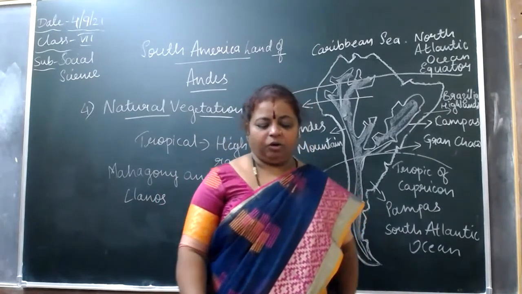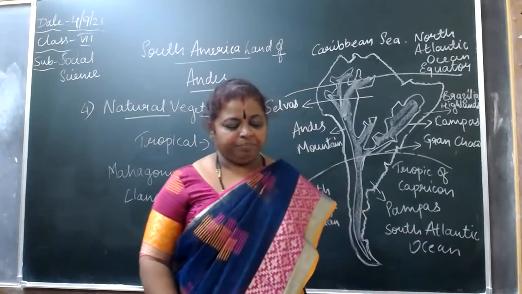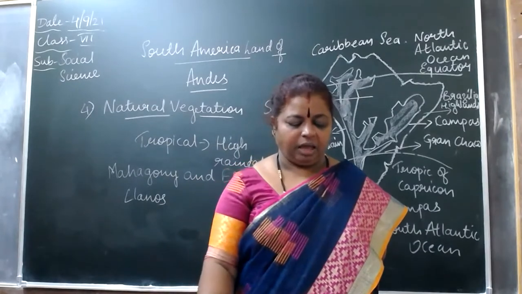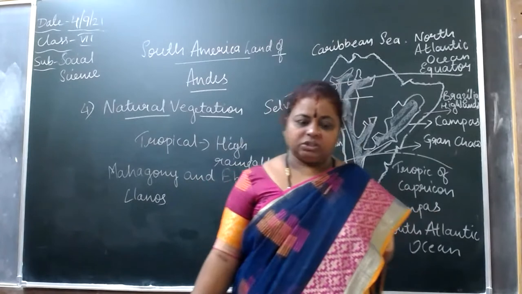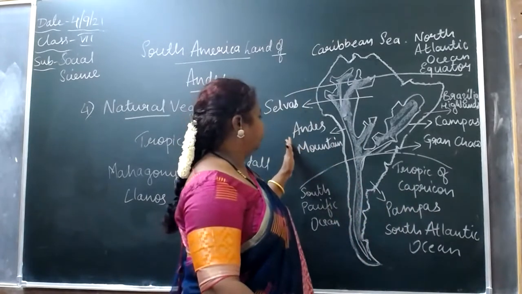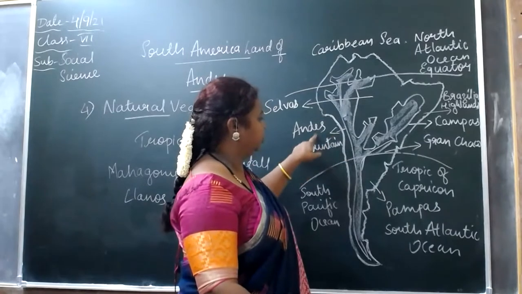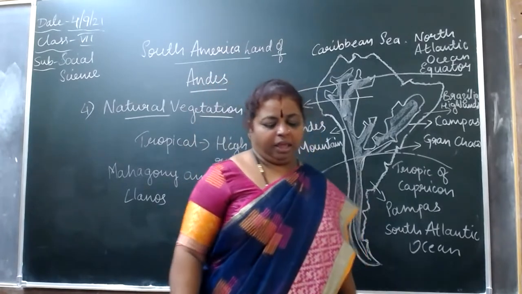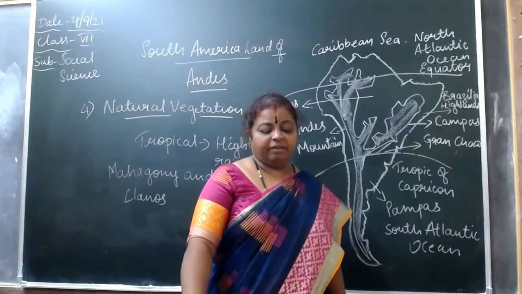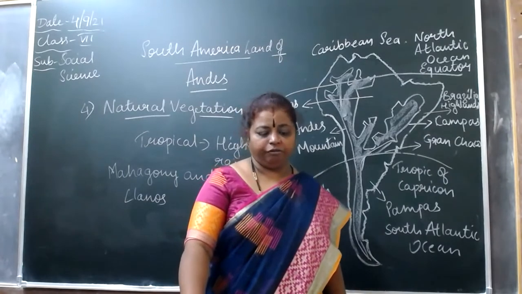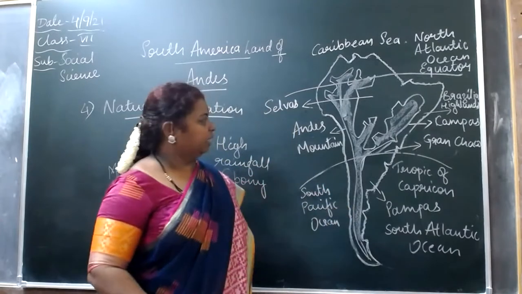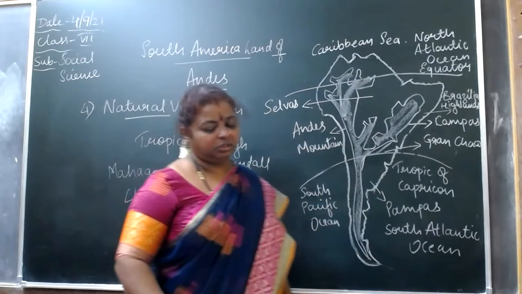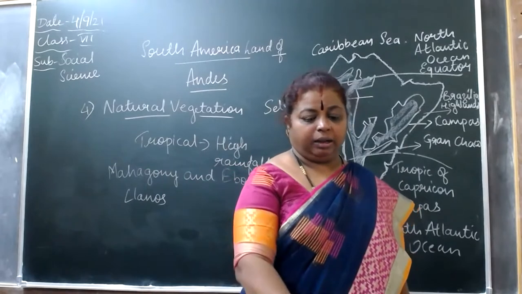The plateaus of Patagonia have a temperate desert having scrub vegetation, on the eastern side of the Andes. Where is it? Andes mountains I have shown here in the picture. Those who don't have the textbook can see on the board also. The central region has mixed forest. This is about the plateaus of Patagonia and the temperate region.